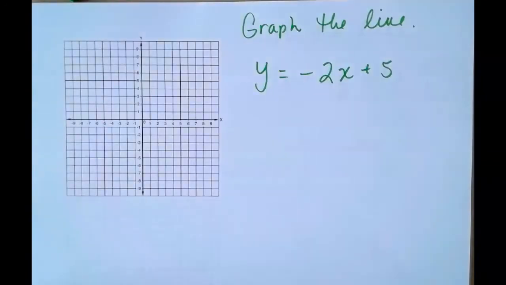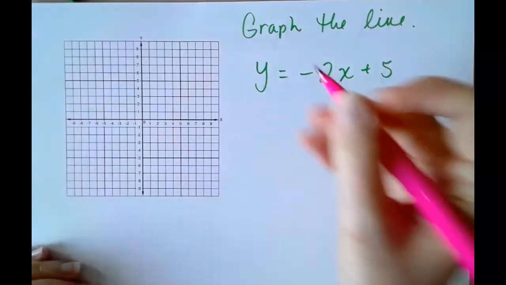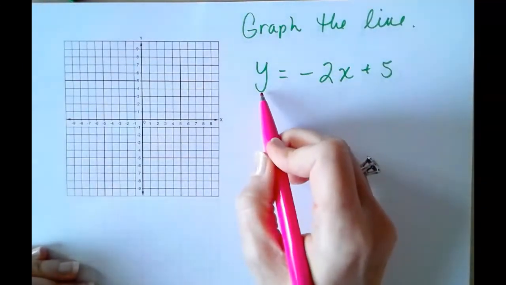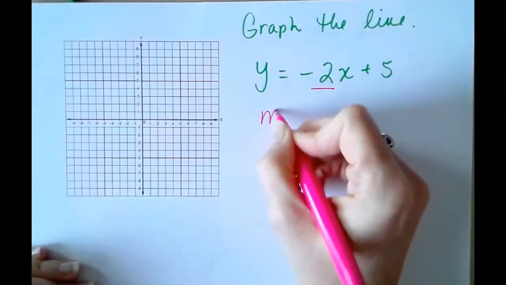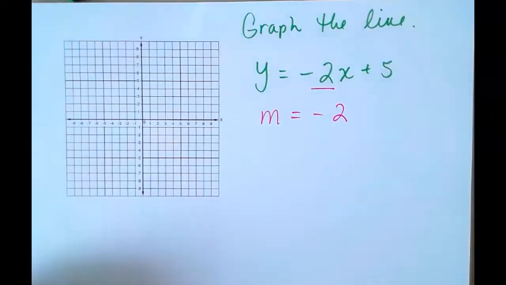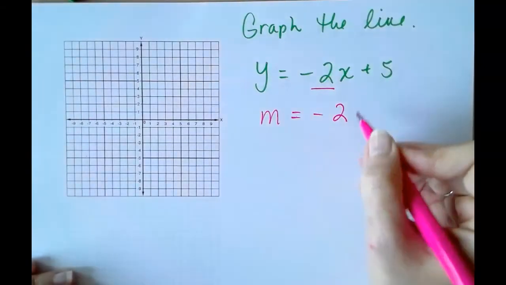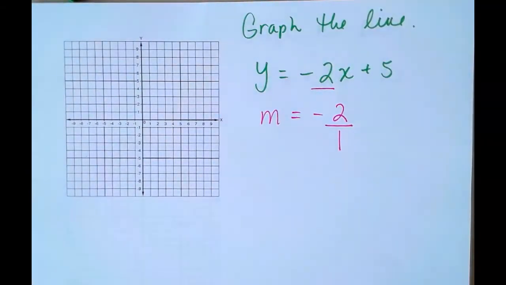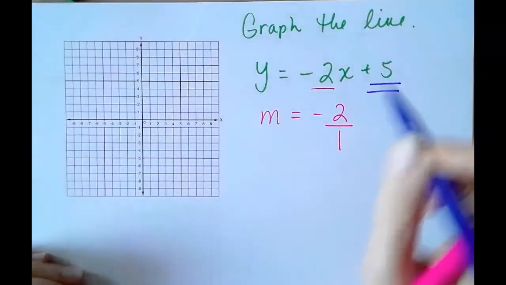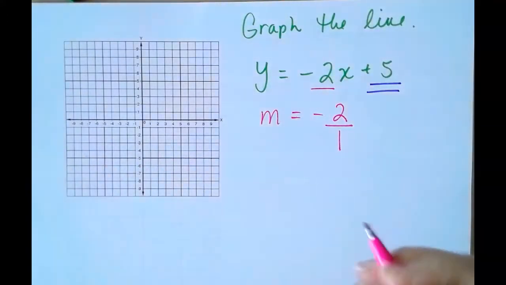Let's do it again, and let's speed up the process. First, has it been solved for y? Yes. Next, what's the slope? The slope is -2, which is the same as -2/1. So we'll be going down 2, forward 1 when we graph the line. Next, what's the y-intercept? The y-intercept is 5.